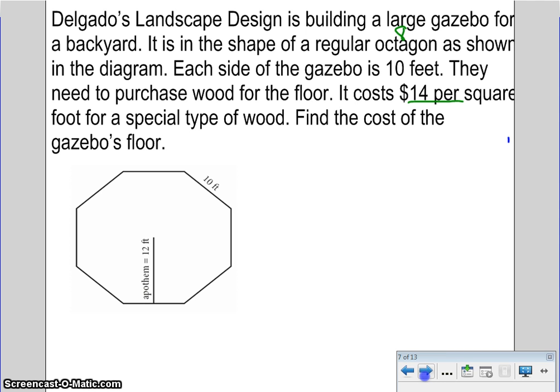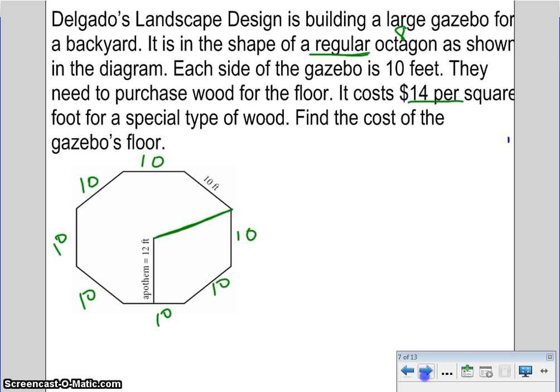Find the cost. So the first thing we're going to note here is that we don't necessarily know a radius, which comes to the actual edge. Here's some things we do know. A regular polygon of any type, what that means is that all the sides are the same. So if the one side is 10, all the rest of these are 10 as well.